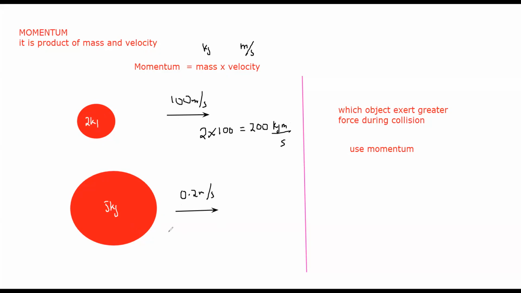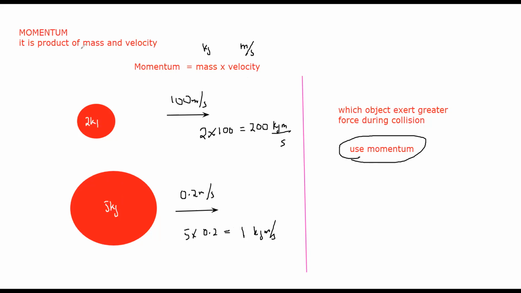For the other object, it's a 0.5 kilogram and it's moving with 0.2 meter per second. So when you multiply, you will get 1 kilogram meter per second. So which object will have a greater impact during a collision, or which object exerts a greater force during a collision? You can identify by using their momentum. The object which has greater momentum will exert greater force.